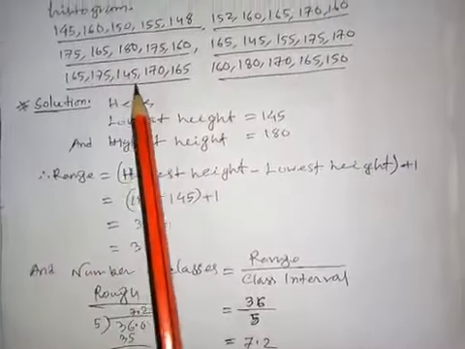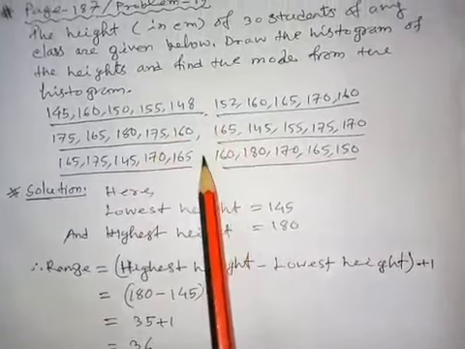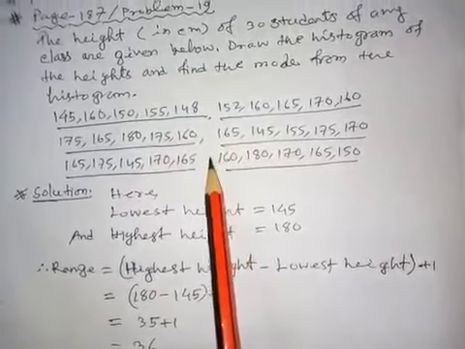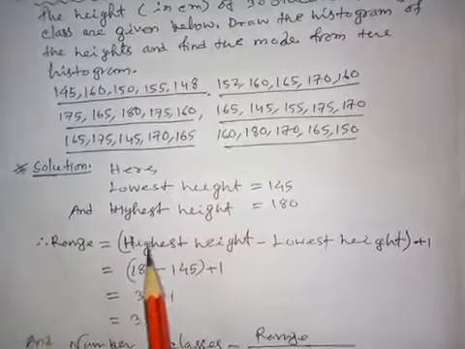Look, before finding the mode, we have to draw a distribution table using this data. Then using that data, we'll draw a histogram. After that, we'll find the mode from that histogram. So before that, we have some basic work. What are the basic work?